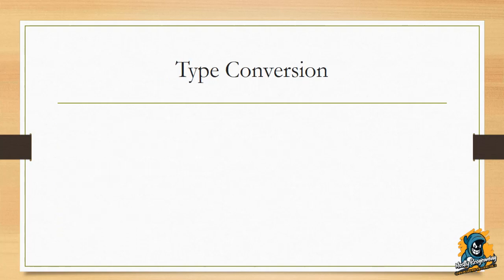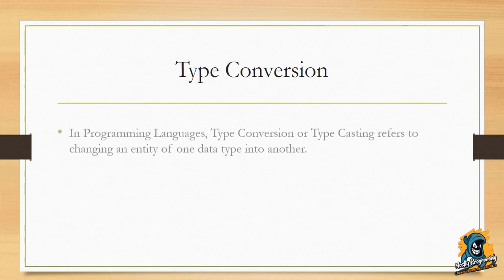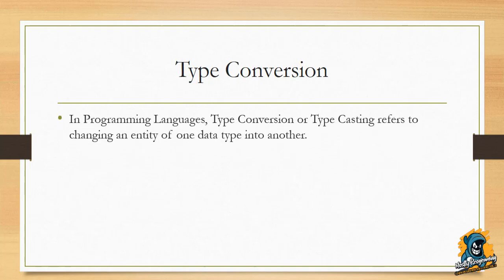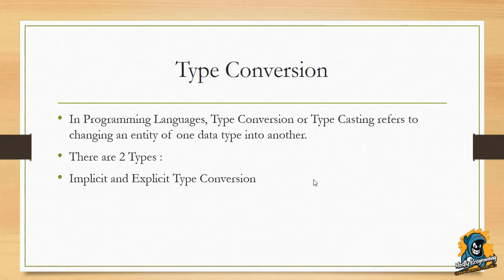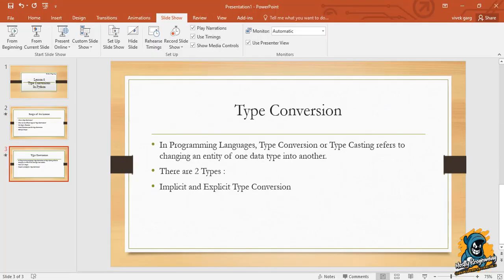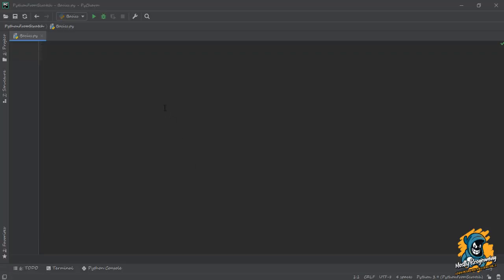So let us first see what is type conversion. In programming languages, type conversion or typecasting refers to changing an entity of one data type into another. I'm going to show you this on the PyCharm itself. We are going to write a small script for this. There are 2 types, implicit and explicit type conversion. Now let's go to PyCharm and let's see what actually it is.